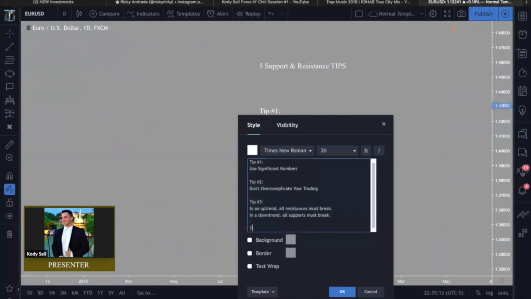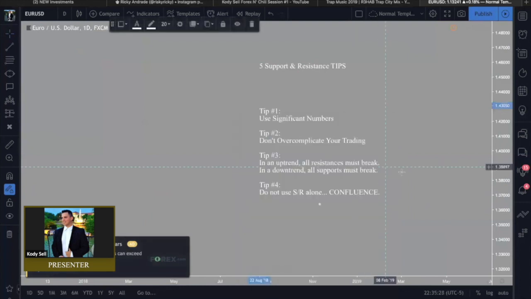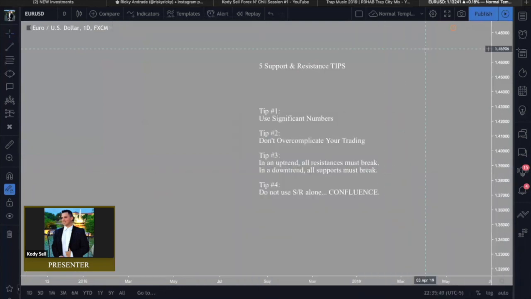Tip number 4 also has to do with trading, and tip number 4 is do not use support and resistance alone. Confluence. That's tip number 4. So, what does that mean? As you've seen already, support and resistance does not work 100% of the time. It works enough for you to be consistently profitable, but there are losses.